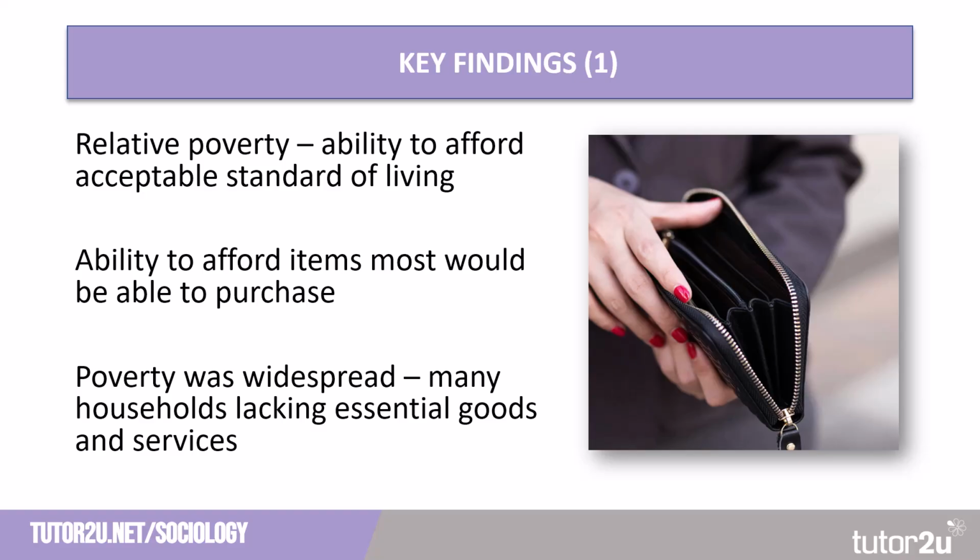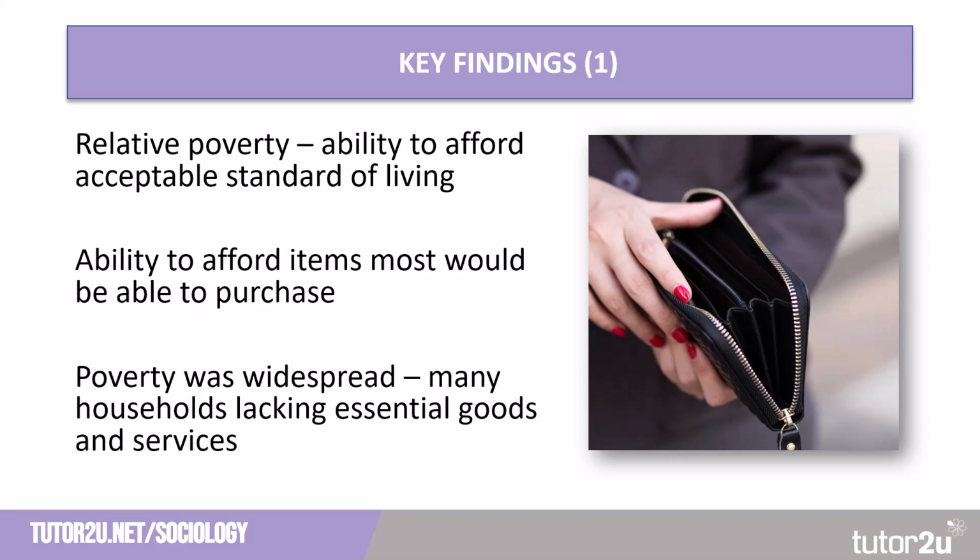Townsend introduced the concept of relative poverty, which differs from absolute poverty. Absolute poverty refers to a lack of the basic necessities like food and shelter. In contrast, relative poverty is about being unable to afford the standard of living that is considered acceptable in a given society. According to Townsend, poverty should be understood in relation to the society in which a person lives.